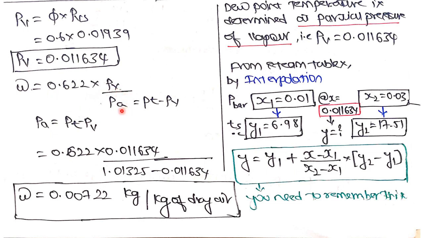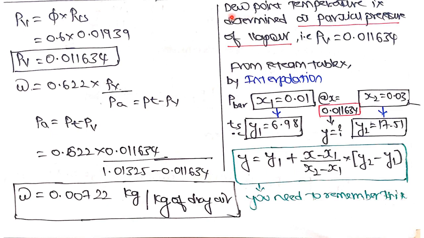Substitute the things. You know the value of PV, you know the value of PT, which is given. So the specific humidity of this particular problem can be calculated as 0.00722 kg per kg of dry air. So this is the specific humidity in kg per kg of dry air. This is the common unit for the specific humidity. Kindly remember it. Now, the next thing you have to find out is the dew point temperature.